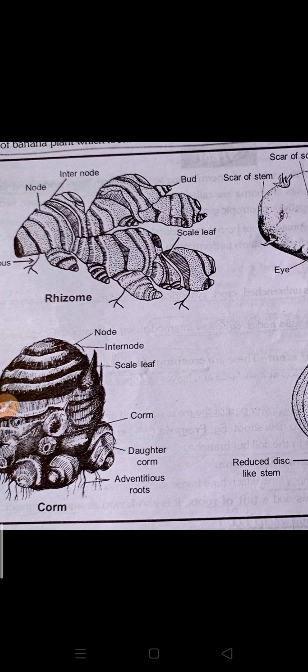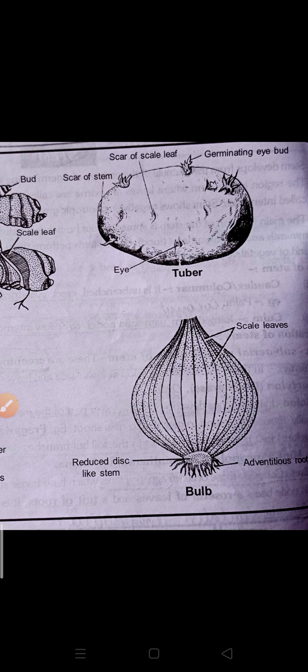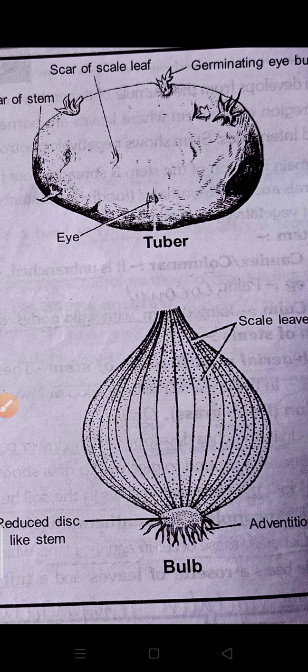Okay, next one is bulb. Bulb you can see here, generally we see it in onion and garlic. The fleshy leaves of onion and garlic store food, we know that. So another question can come in the examination: which is the edible part of onion? Your answer is bulb. Scaly bulb is the fleshy leaves of onion, which is the edible part of onion.